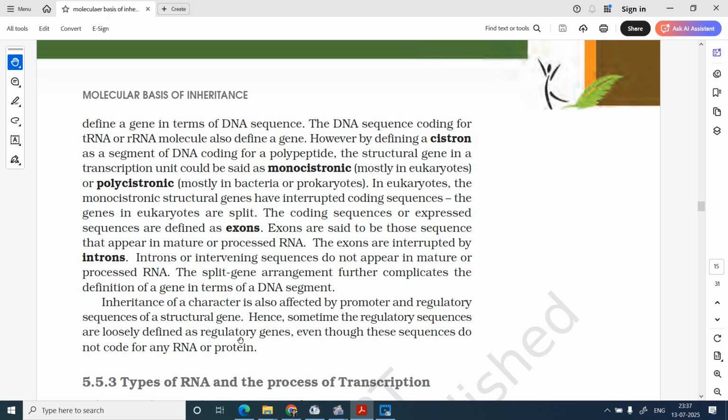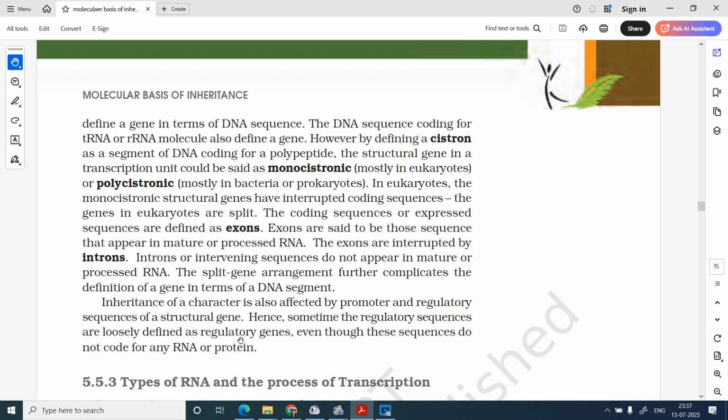In eukaryotes, the monocistronic structural genes have interrupted coding sequences. The genes in eukaryotes are split. The coding sequences, or expressed sequences, are defined as exons. Exons are those sequences that appear in mature or processed RNA. The exons are interrupted by introns. Introns are intervening sequences that do not appear in mature or processed RNA.